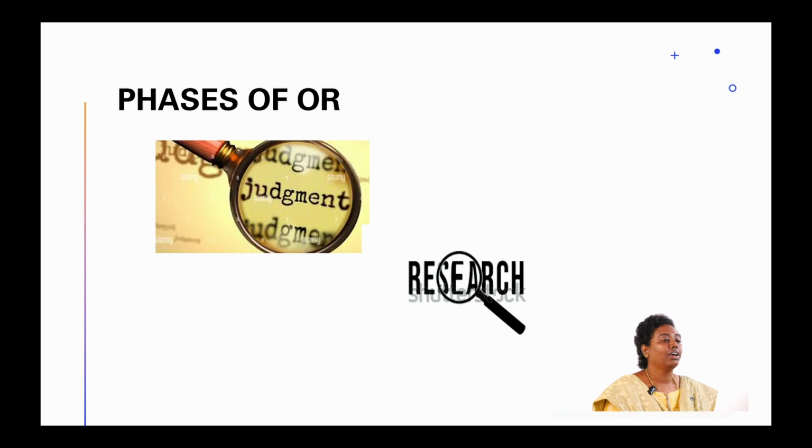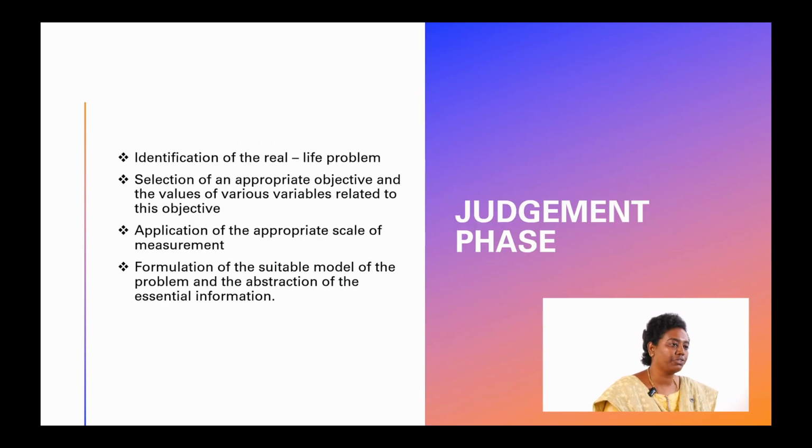Next, we are going to see phases of OR. It has three phases, which are judgment, research, and action phase. The first phase is judgment phase. In this phase, the following set of actions has to be done.